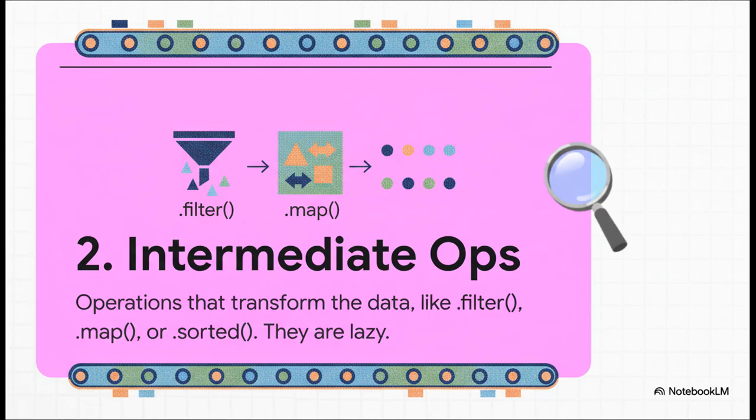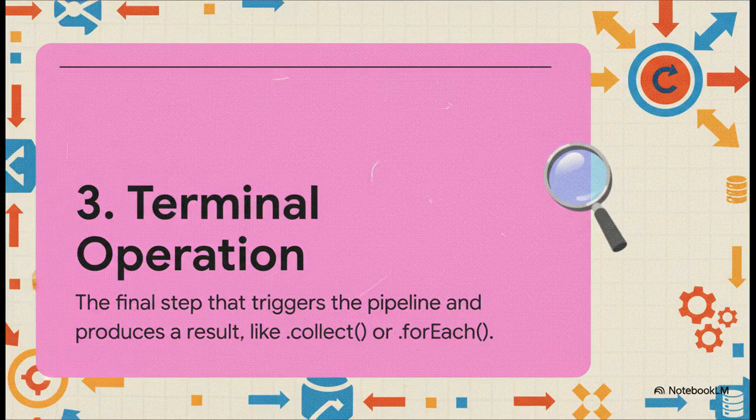Next up are the intermediate operations. These are like the different stations along that conveyor belt. Each one takes the stream, does something to the data, transforms it in some way, and then passes it along to the next step. We're talking about things like filtering out items you don't want, mapping elements into something new, or sorting them. And finally, we get to the terminal operation. This is the end of the line, and it is absolutely crucial. This is the step that actually kicks the whole pipeline into gear and gives you a final result, whether that's collecting everything into a new list or just doing something with each element.